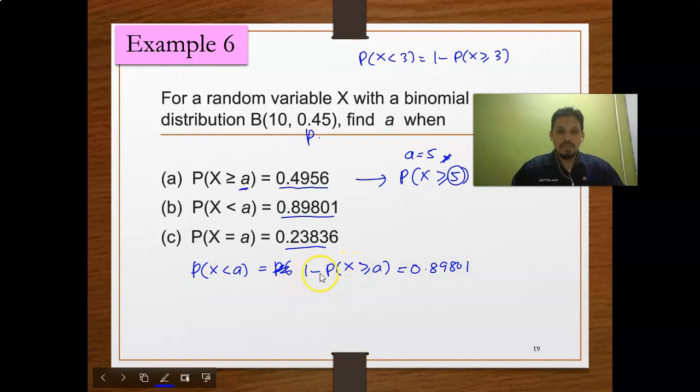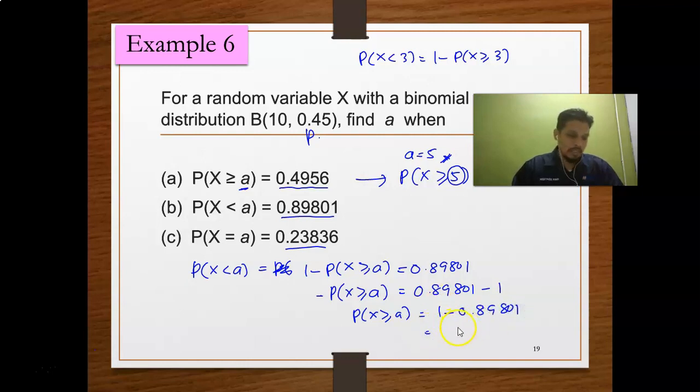Okay, for this one here now, 1 minus the probability of x greater than or equal to a equals 0.89801. So the probability of x greater than or equal to a is 1 minus 0.89801, bringing it over and multiplying by negative on left and right. This gives you 0.1020. Okay, so 0.1020, again when the number of trials is 10 and p is 0.45.